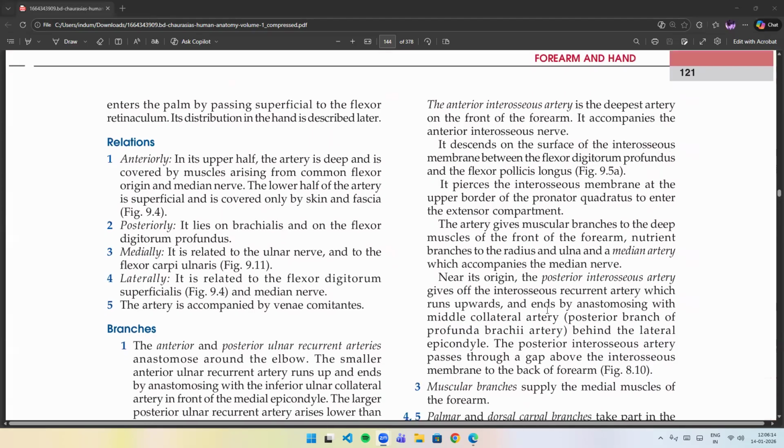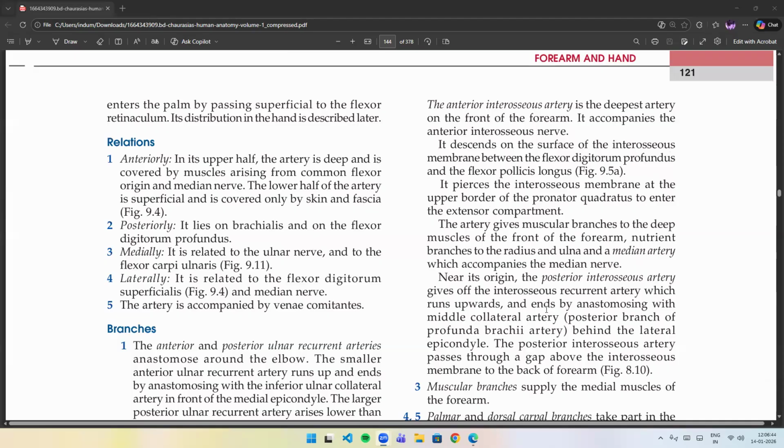The anterior interosseous artery is the deepest artery on the front of the forearm. It accompanies the anterior interosseous nerve. It descends on the surface of the interosseous membrane between the flexor digitorum profundus and the flexor pollicis longus, figure 9.5a. It pierces the interosseous membrane at the upper border of the pronator quadratus to enter the extensor compartment.